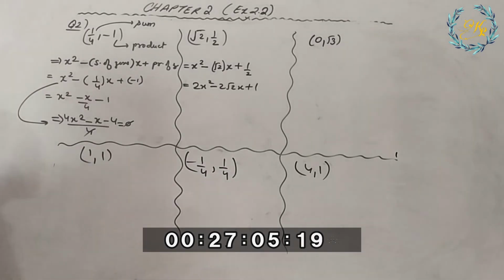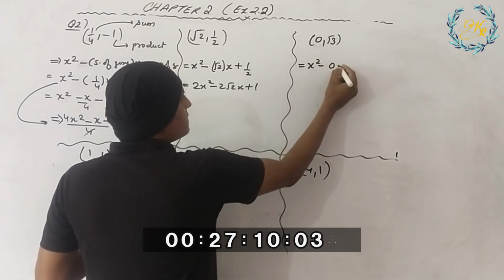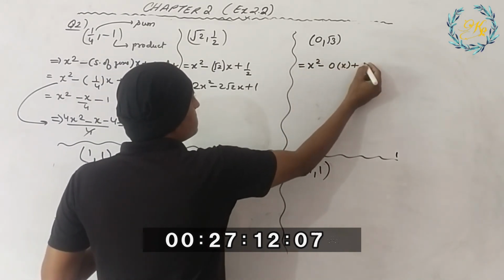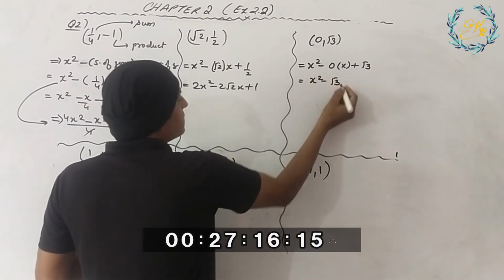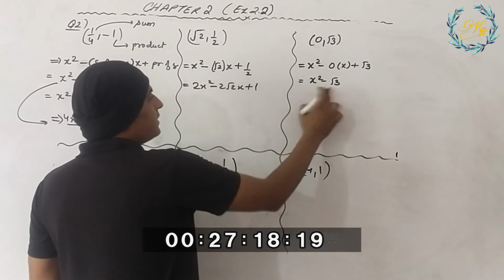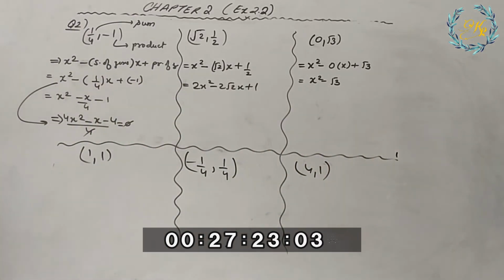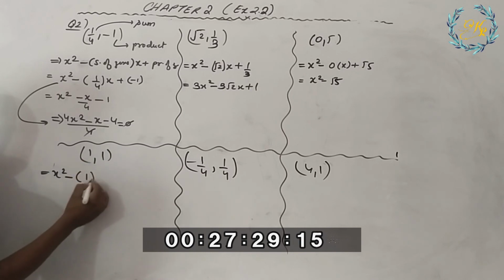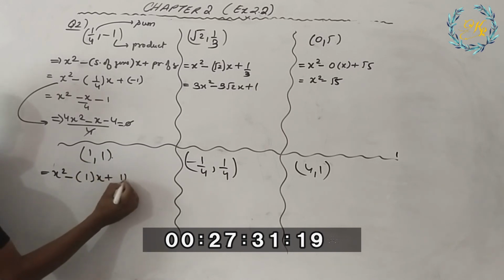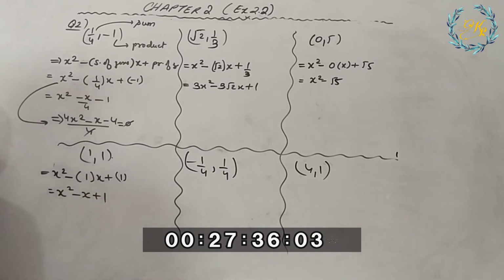Going to third term, the formula is x square minus sum of zeros, 0, into x plus product of zeros, under root 3. So the answer is x square minus root 3. You can write as x minus root 3 and x plus root 3. This is the equation. Taking the next sum, we have x square minus sum of zeros, which is 1, into x plus product of zeros, which is 1. Look at the equation as x square minus x plus 1.